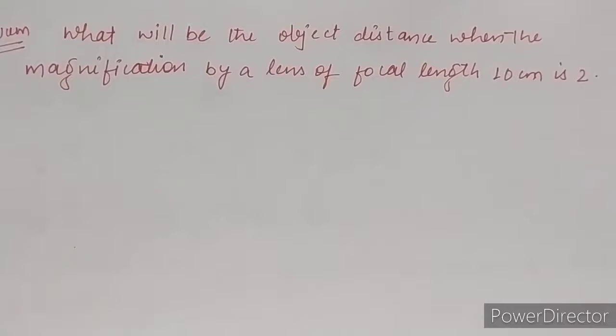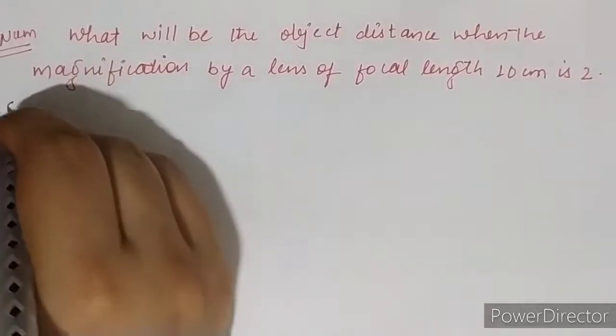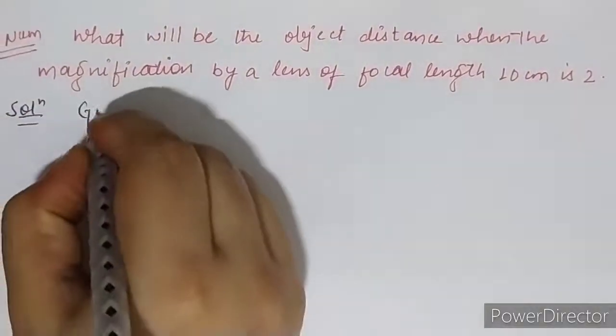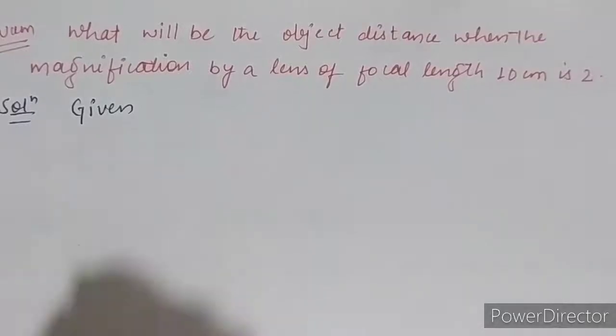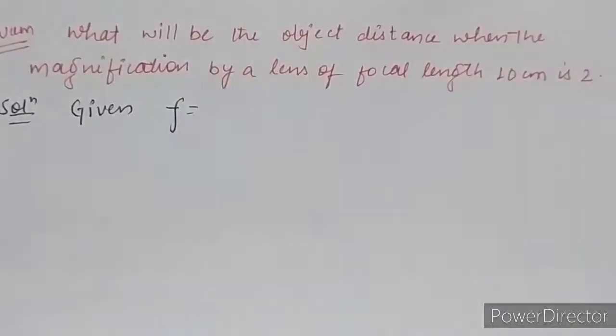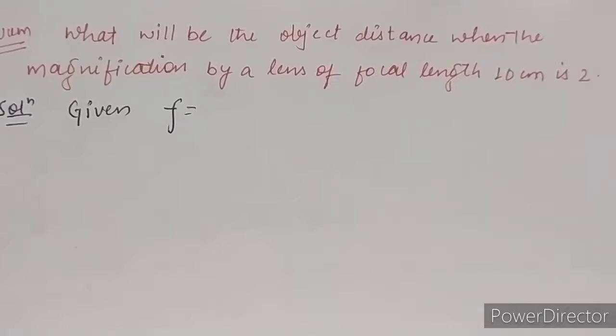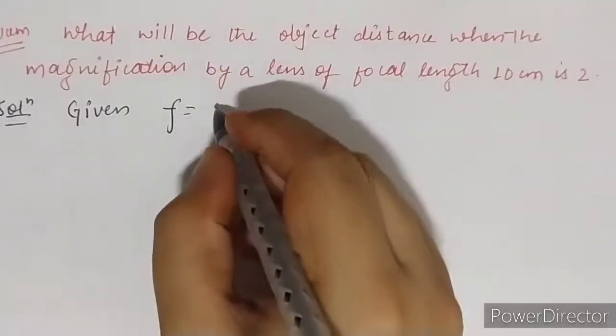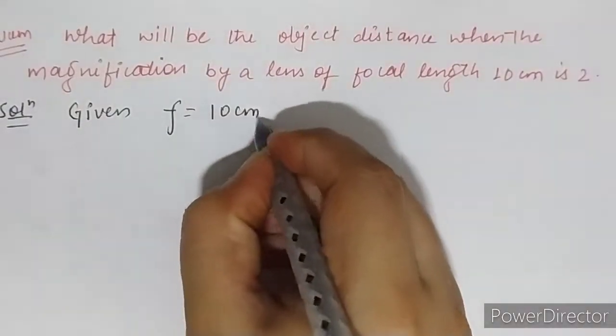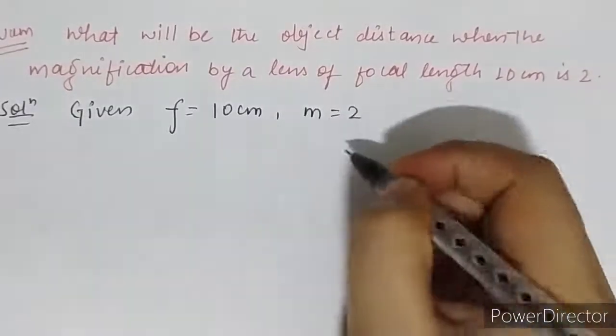Only two values have been given. So this is your convex lens. First of all we have to write the given values. The focal length of the convex lens is 10 centimeter and magnification is 2. Always remember the focal length here is plus, because the magnification is in plus form and it is a convex lens. So it is plus 10 centimeter and the value of magnification is 2.